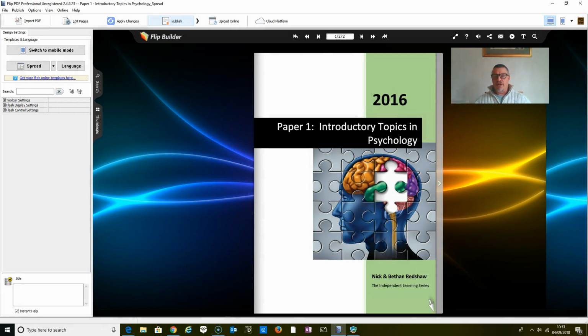What we've got in front of us is our paper one, Introductory Topics in Psychology book, as you can see, written by me and Bethan, who's my wife. The Independent Learner series has achieved outstanding results since we first published the first versions of it back in 2004, when schools and colleges started contacting us, asking if they could buy our material.